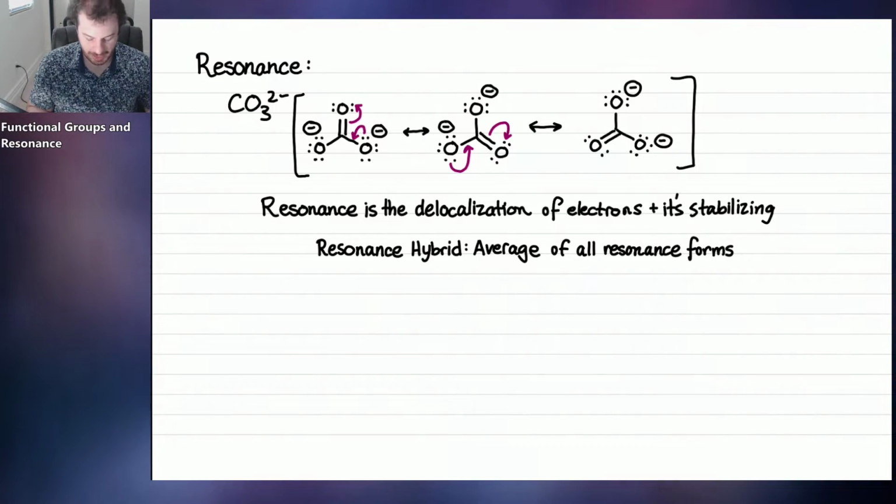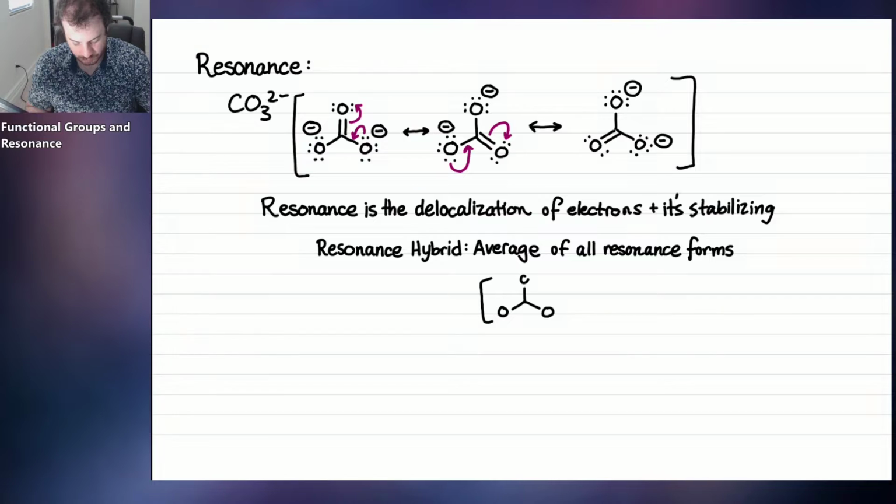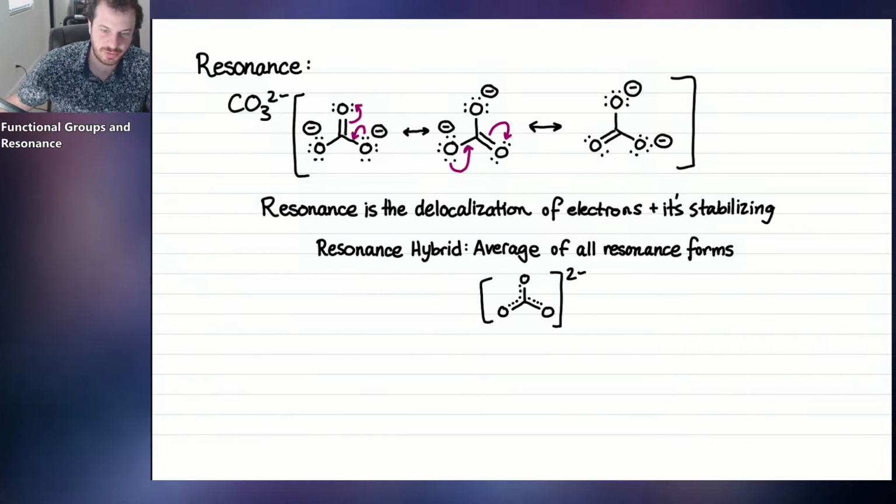So if you're going to draw the actual true picture of carbonate, it would look like this, where I'm going to put a dotted line to represent that the double bond sometimes exists in that area, but not always. And then I'll put a 2- charge in the upper right-hand corner to show that this molecule always has a -2 charge. It's just not clear exactly which atoms are bearing the -2 charge at any one given time. So that is the resonance hybrid.